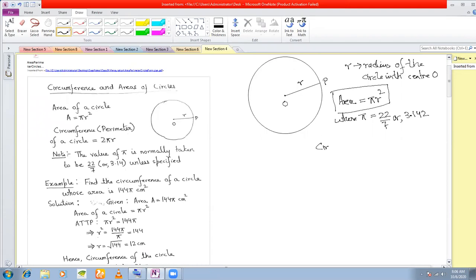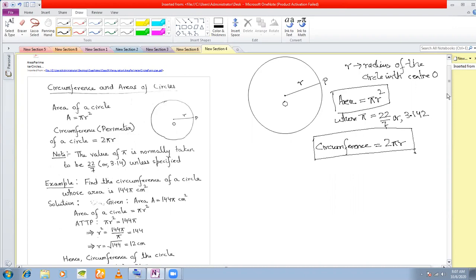So this was the area of a circle, pi r square. The circumference or the perimeter of a circle is 2 pi r. Again, where pi is 22 by 7 and r is the radius of the circle. So these two formulas you have already done.